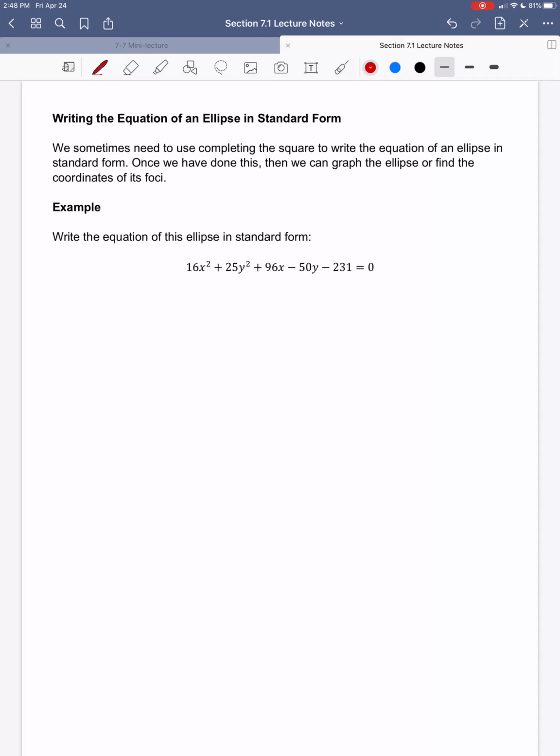All right, well, sometimes we're given the equation and it's an ellipse, but it's not in standard form. When it's not in standard form, we can use completing the square to put it in standard form, and then we can graph it or find the foci or anything we want to do. Now, to complete the square, what's important is first we want to get all the x stuff together. Then we want to get the y stuff together. And we want the constant on the other side.